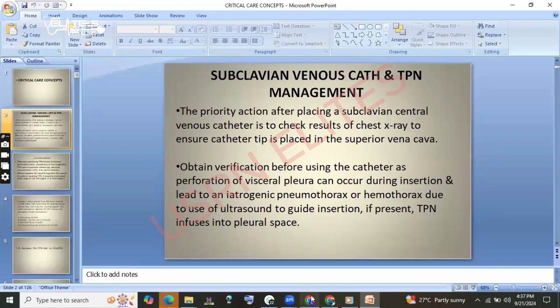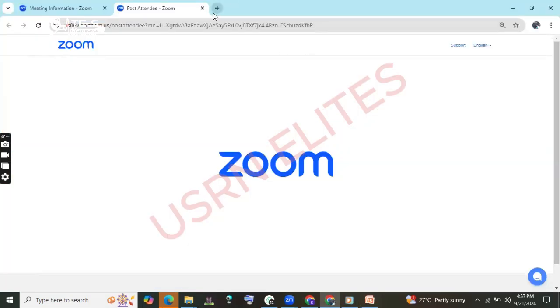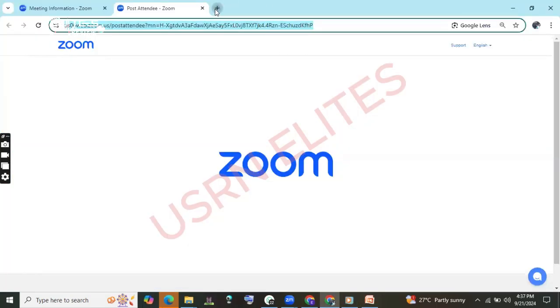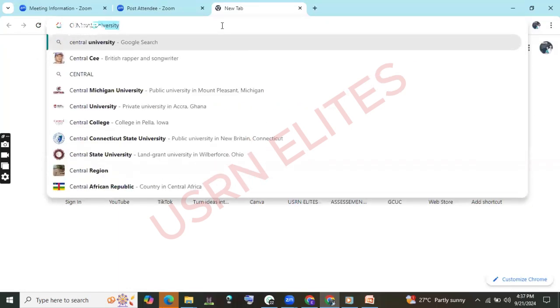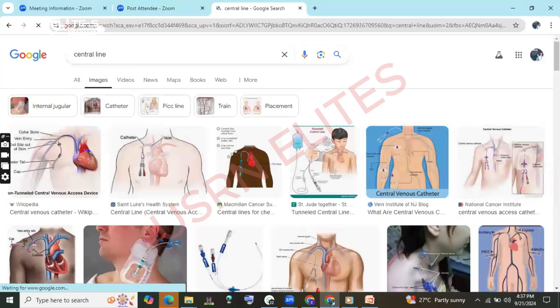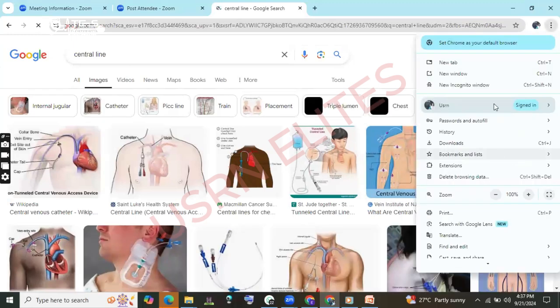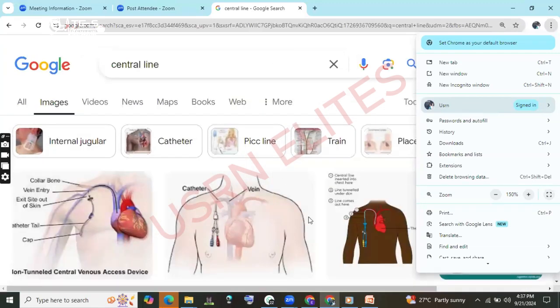For some of us who haven't seen what a typical central line looks like, this is just a quick one. Let me make it bigger so that we can see it well. So you see how it is.